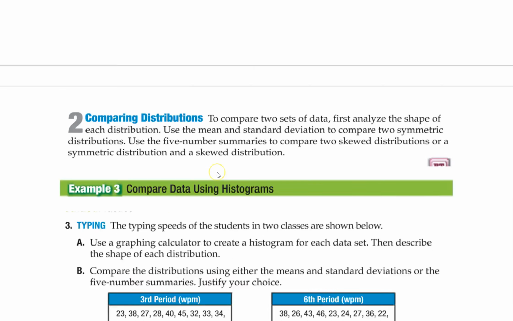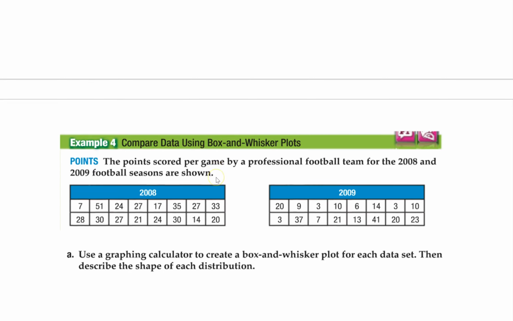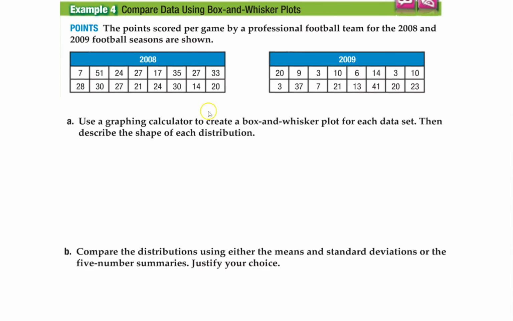So that's why it's positively skewed. Okay, let's do one more. We're going to compare distributions. Which one do I want to do? That looks like it has more. Okay, we're going to do this one, because I'm lazy. So, compare data using the box and whisker plot. They want us to compare these points scored per game by a professional football team in 2008 and 2009. We're going to put them both in our calculator. We're going to make one of them L1 and one of them L2. So we'll type them into our calculator right now.